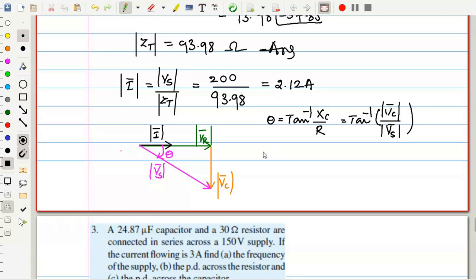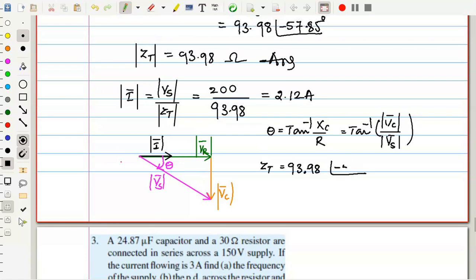Above all these things, the Zt we already calculated as 93.98 at an angle of minus 57.85. So this is the theta. You need not put in any effort, you can directly think of it that way. This is the theta. Minus is already considered here in the clockwise direction. So now theta is equivalent to 57.85. One can directly put it like this.